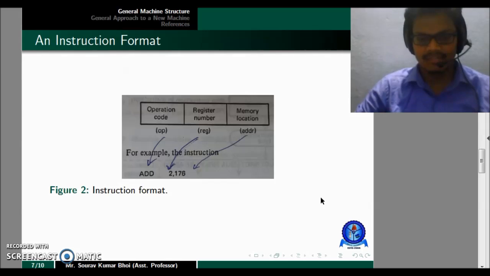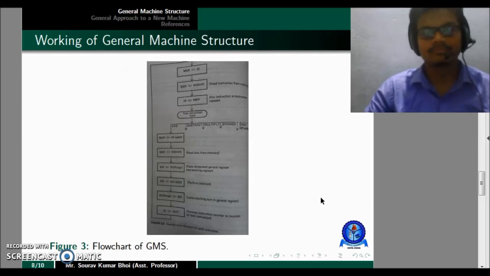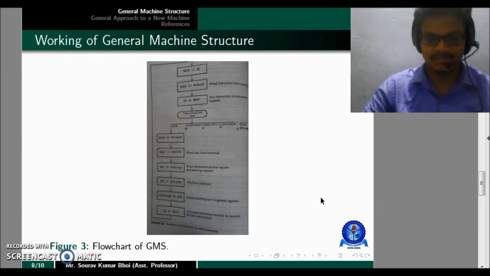For example, if we write add 2,16, that means we are using the value for addition. The value is in address 176 and it is loaded into register number 2. This is the working of the general machine structure, which you can easily verify from the Donovan book. This is the flow chart of the general machine structure, which we have discussed earlier.